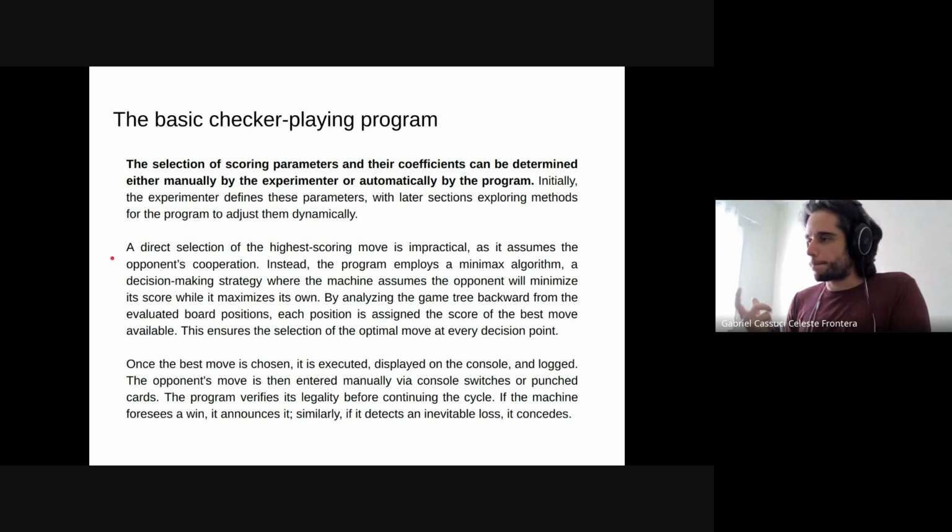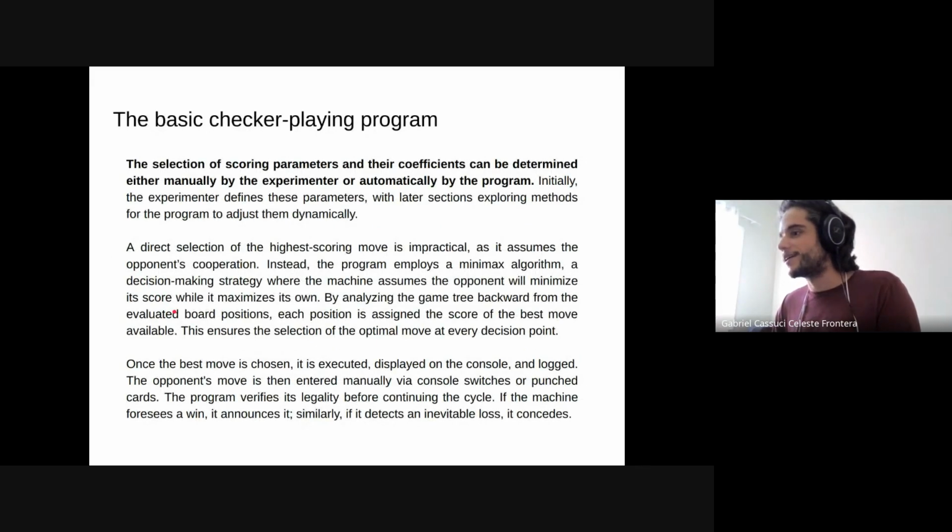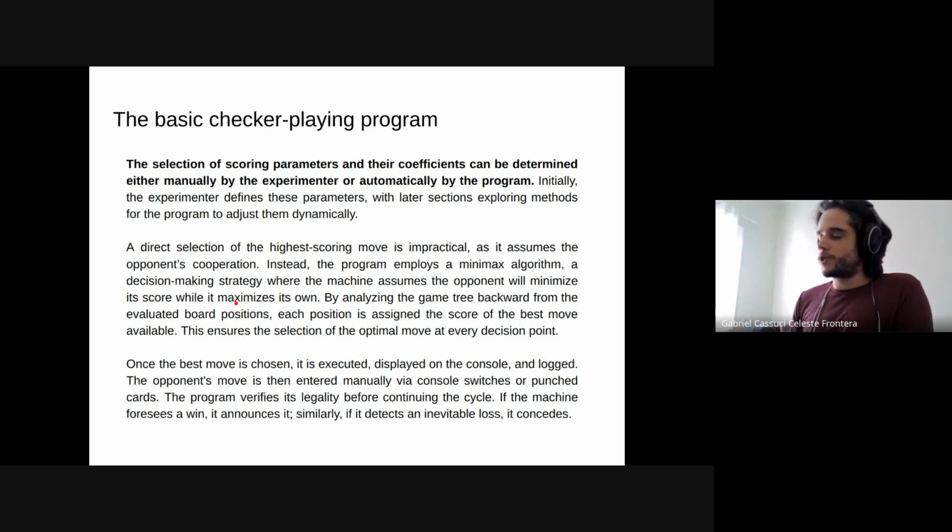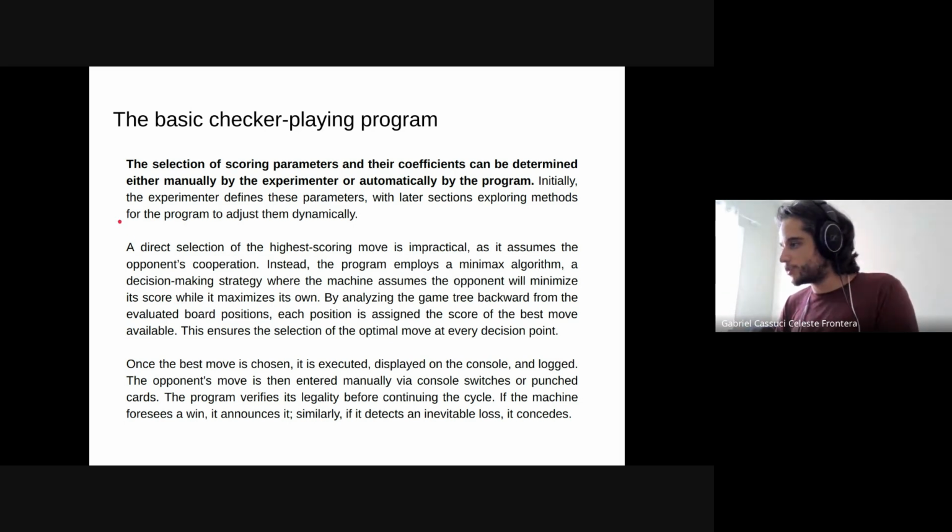One thing that is important is that during this recursive evaluation, and we'll show this on an image on some slide ahead, we cannot just select the highest scoring move, because this is impractical. This is an important notice that the paper makes, because this assumes the opponent's cooperation. We need instead to employ a minimax algorithm, where we assume that the opponent will minimize our score while maximizing its own. So the opponent will play the best possible position for them, and we will play the best possible move or position for us. So we need to do this switching when choosing our best move, because we cannot just maximize our gain, as we cannot assume opponent cooperation.